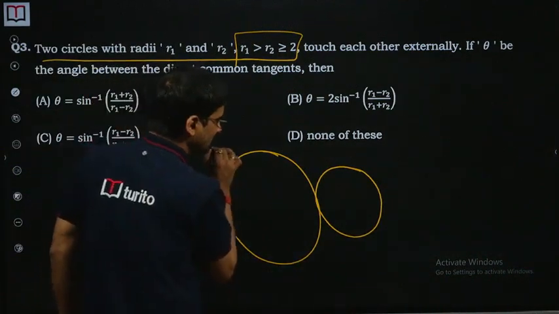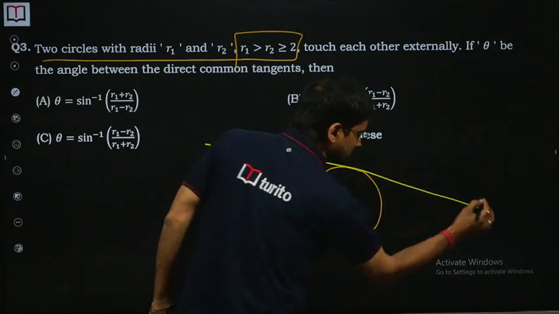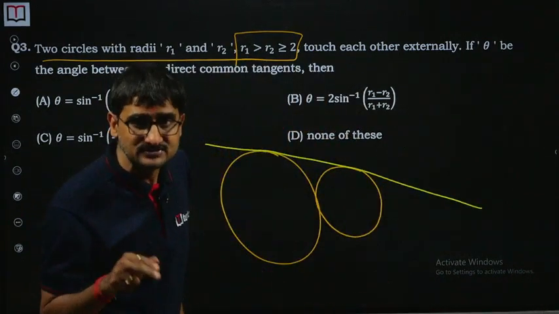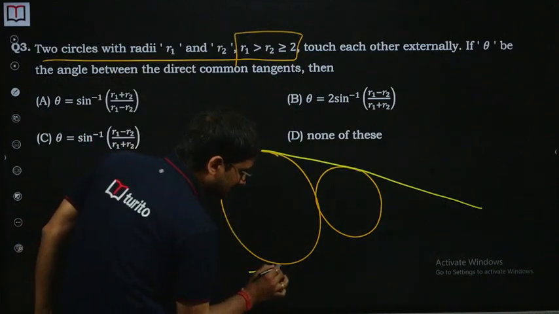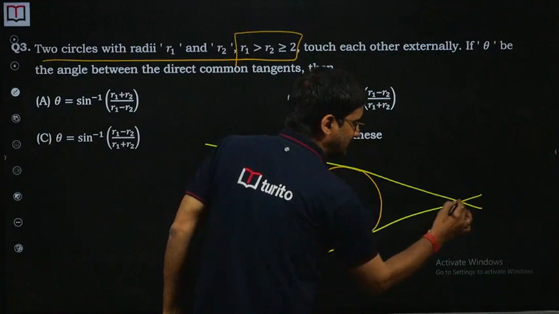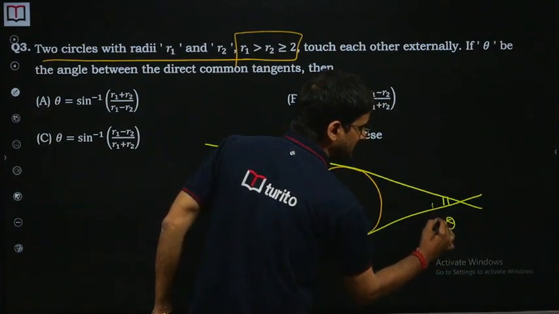Now what are direct common tangents? The direct common tangents are the tangents for which both the circles lie on the same side. So like this, or the other one will be like this. The angle between the direct common tangents is given to be theta here.